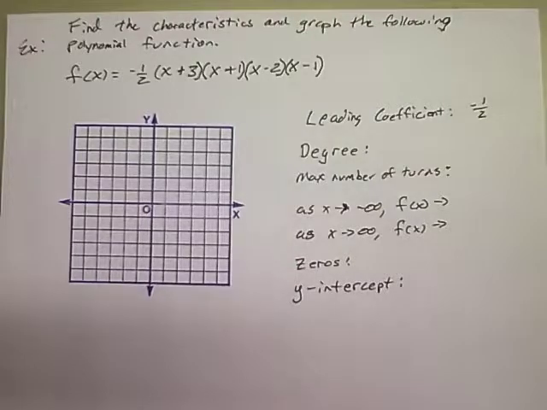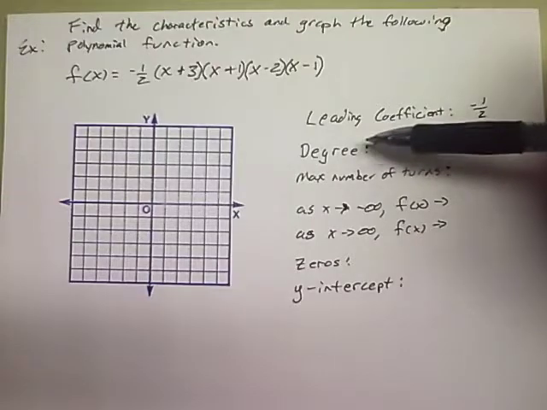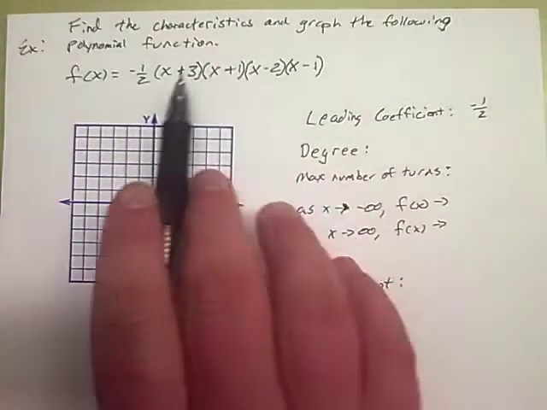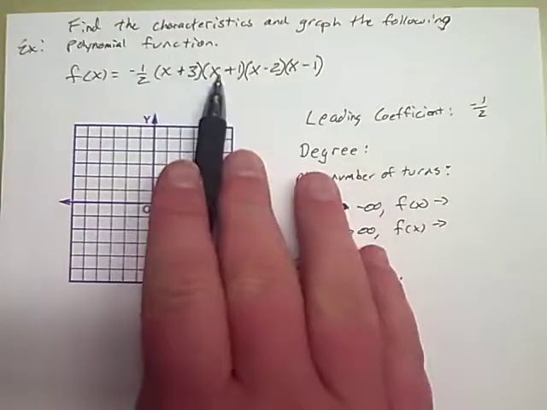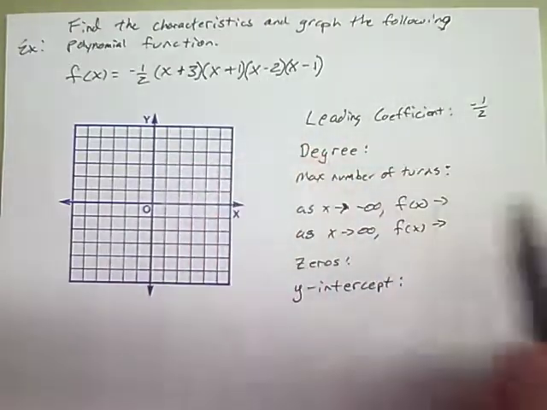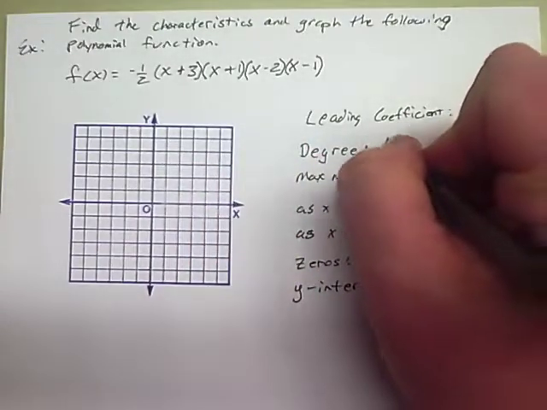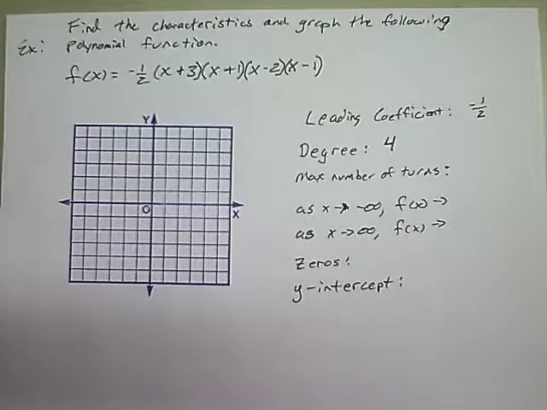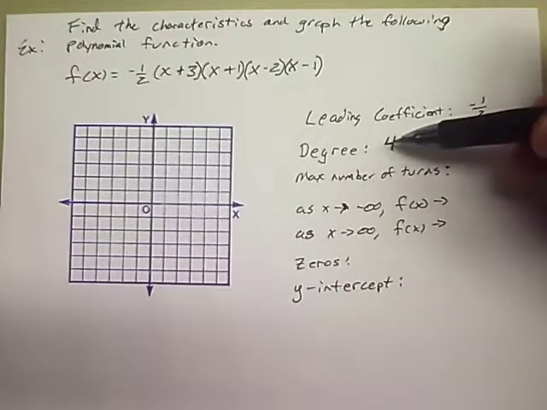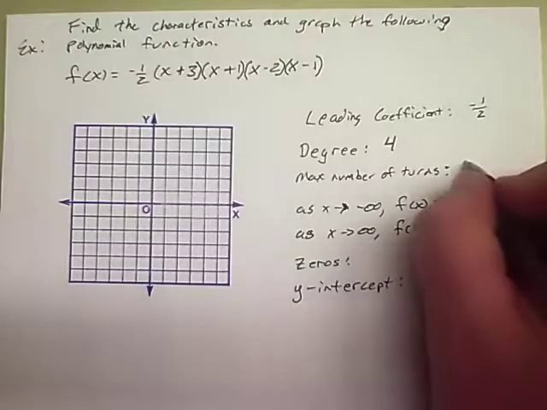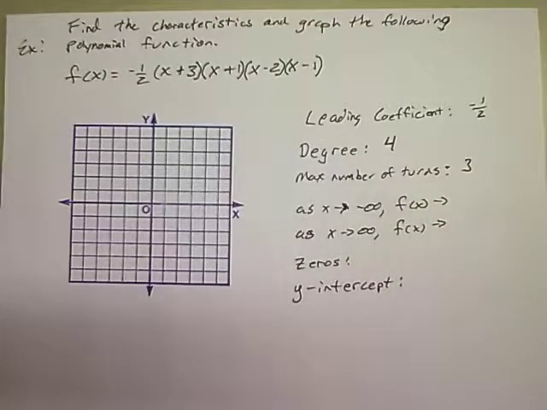Okay, no big deal. That's not terrible. The degree, right? Now, here I want you to count the number of factors. How many factors do we have? 1, 2, 3, 4. So this one has a degree of 4. The max number of turns is the degree minus 1, so 4 minus 1 is 3.